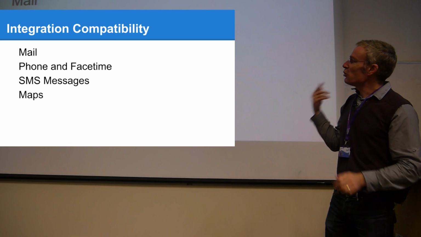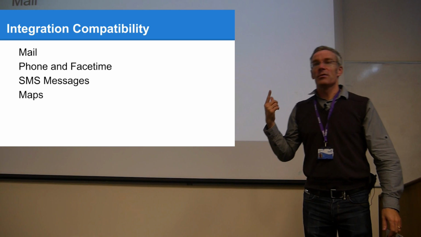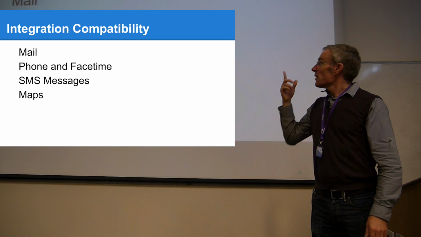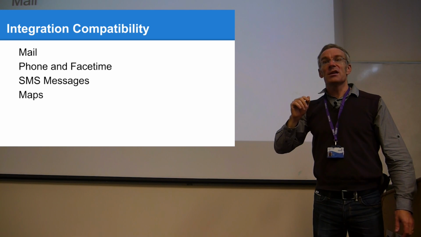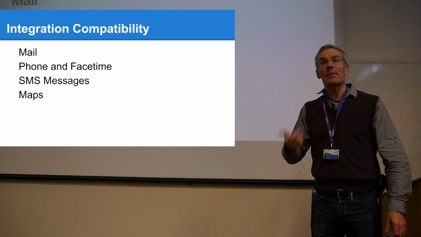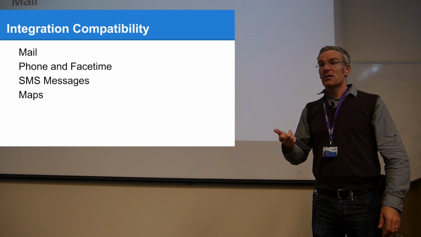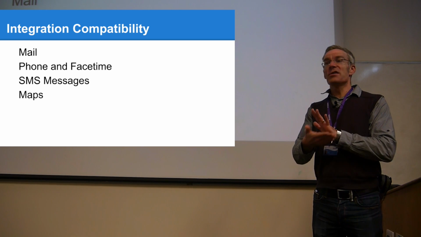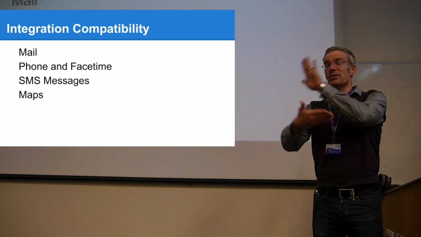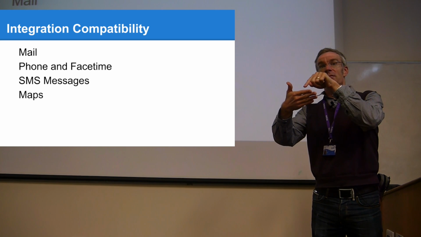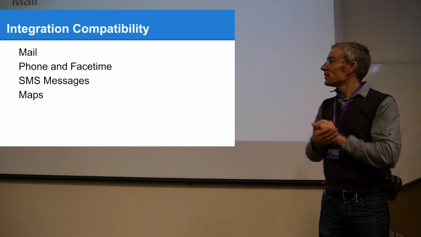The key ones I'm going to talk about today are mail, sending emails, phone and FaceTime, maybe we'll do phone today, text messages, and the Maps application, whether it's Google Maps or Apple Maps. So you can actually have it say find us on the map, click on the button, and it pops the map over the top with a pin on the map.